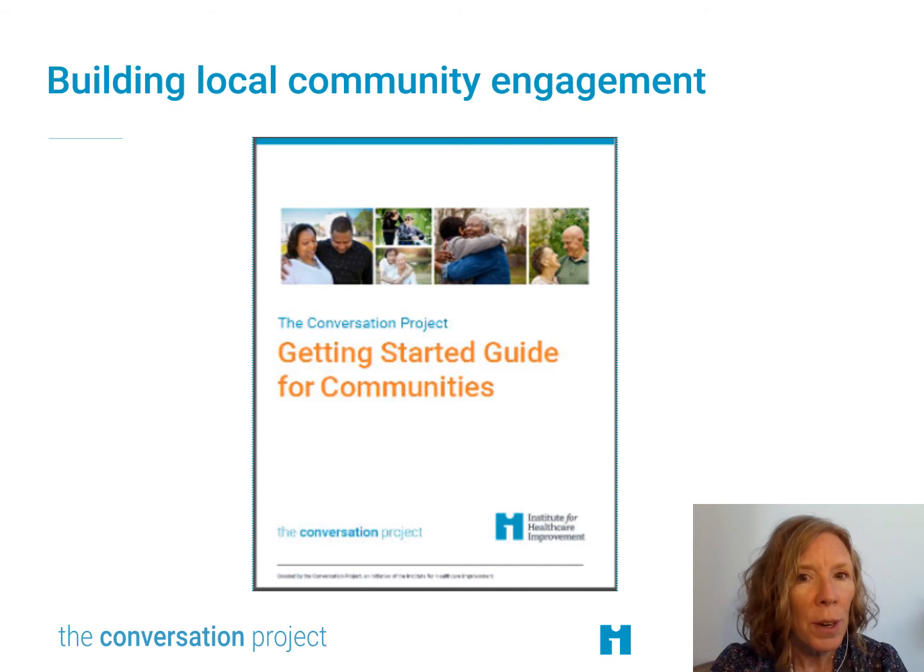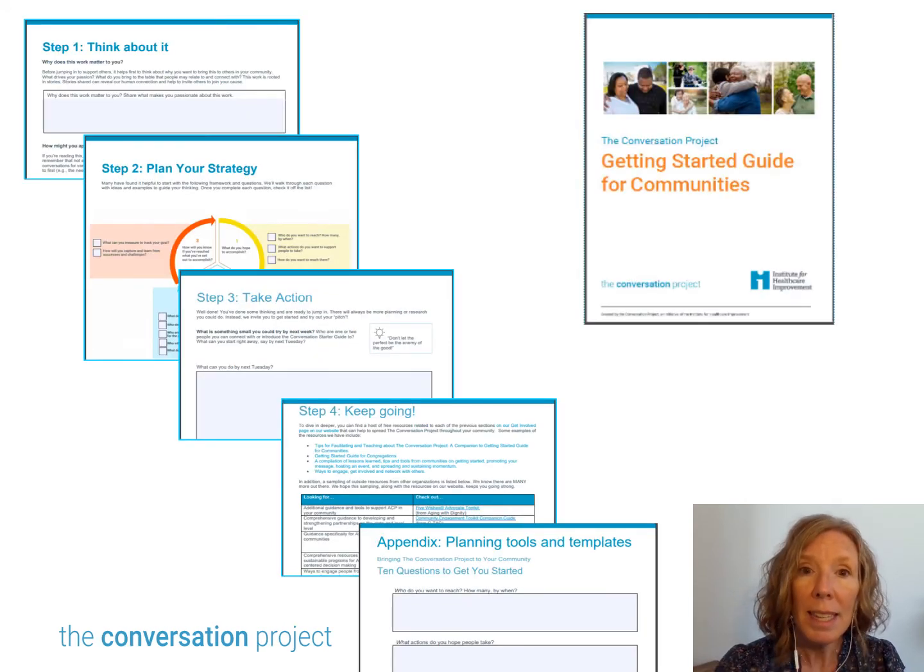So here, I noted this guide earlier, and I just want to give you a quick peek into its contents. We've updated this Getting Started Guide for Communities in 2021, and start this guide by sharing lessons on how to approach this work, whether you're seeking to share this with 5 people or 500. Inside, the guide is broken into 4 steps to help you think about your approach, plan your strategy, take action, and then directs you to further resources to keep you going.